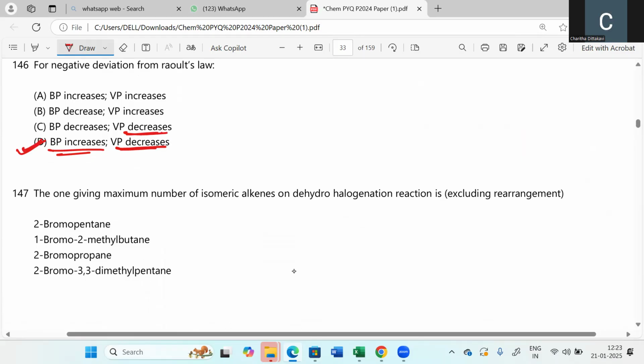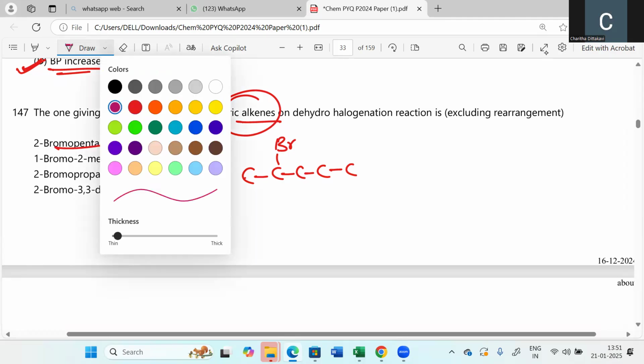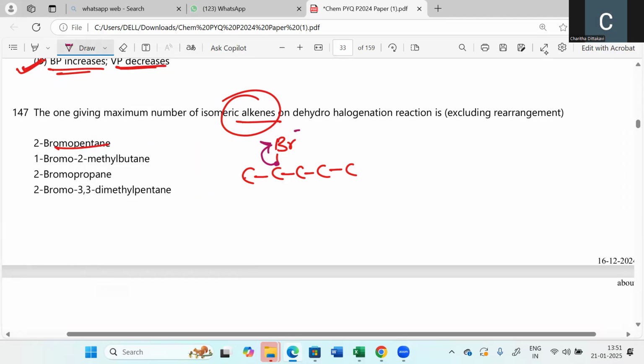Next, 127, one giving maximum number of isomeric alkenes on dehydrohalogenation, excluding rearrangement, they are asking us. Okay, 2-bromopentane. So for 2-bromopentane, how can we go? One second, just a second. Isomeric alkenes are given here, 2-bromopentane. So first, let us just draw what is 2-bromopentane. 1, 2, 3, 4, 5, and this is 2-bromo, right? We want to do dehydrohalogenation now. Dehydrohalogenation, which means one halogen goes off as Br minus.